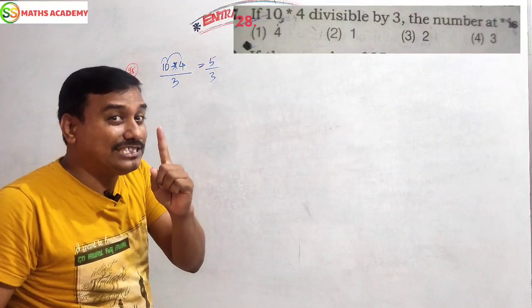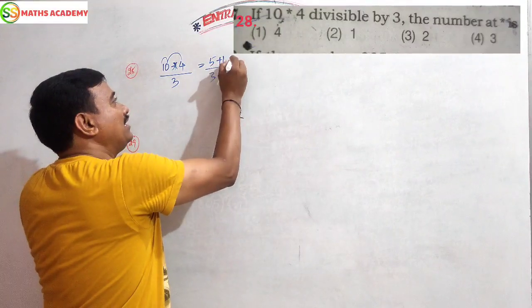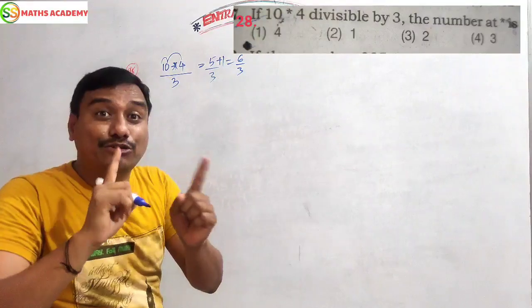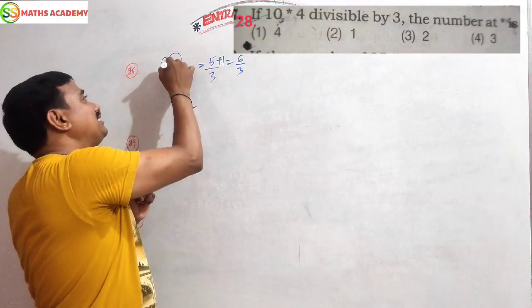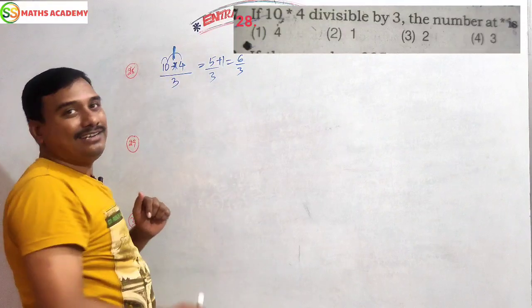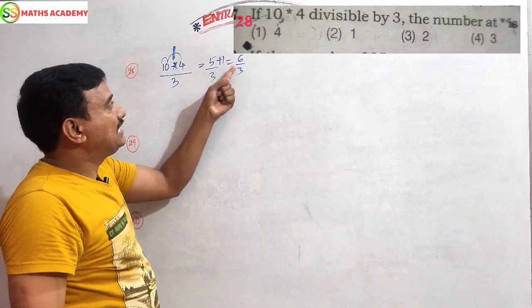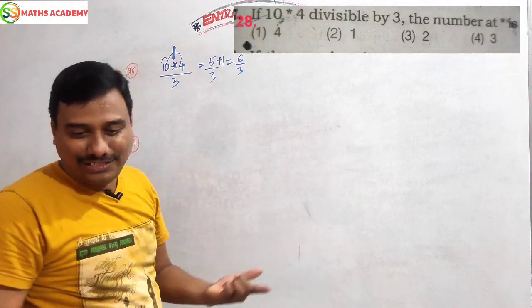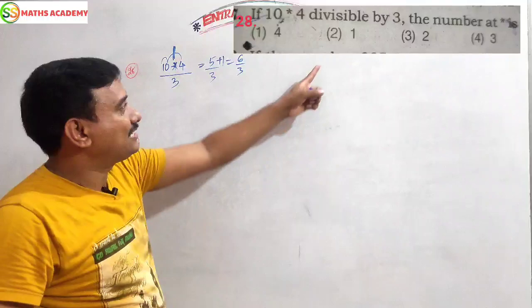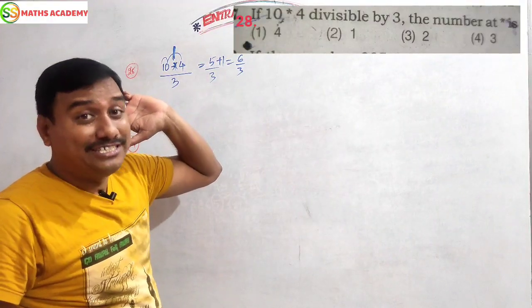Which number, if added, makes the total divisible by 3? After 5, 6 will come. Yes, you can add 1 to get 6, and 6 is divisible by 3. So in the place of star, you can take 1. 1 plus 0 is 1, 1 plus 1 is 2, 2 plus 4 is 6. 6 is divisible by 3. The answer is finished. The second option is correct. How easy it is, friends.